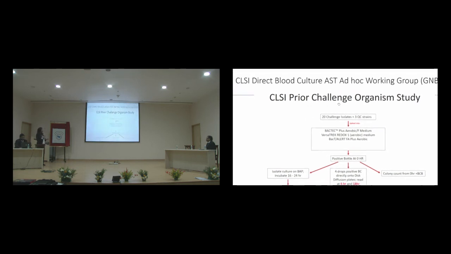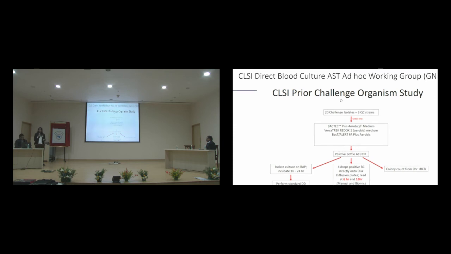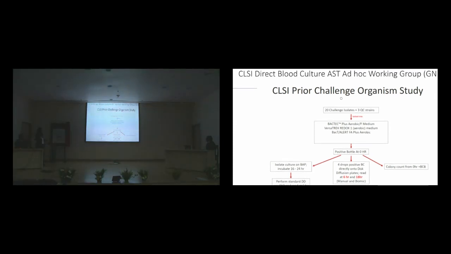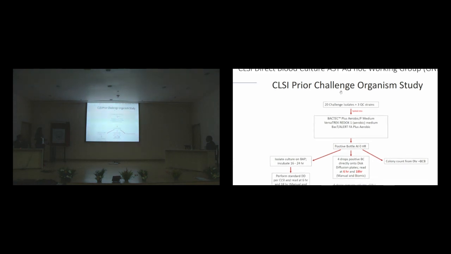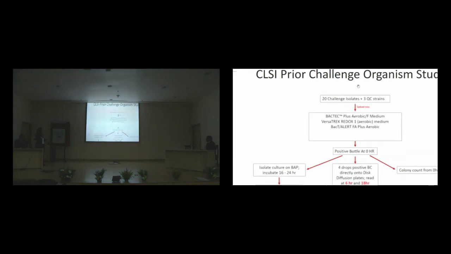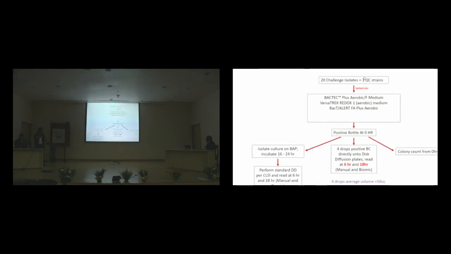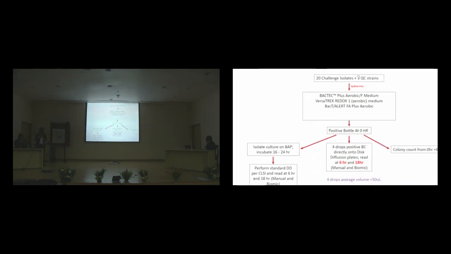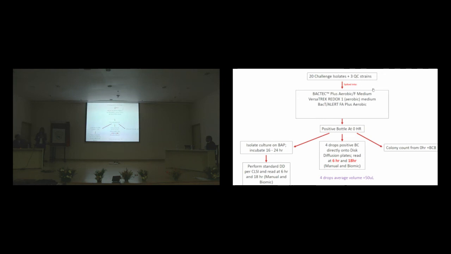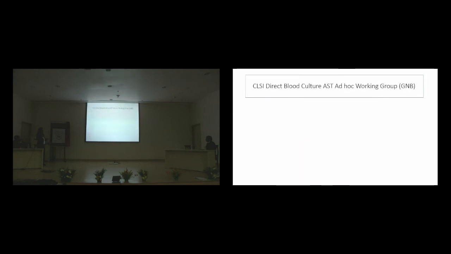So this is the procedure they have mentioned in the CLSI study. This is the most commonly followed method, that is 4 drops of blood culture broth directly onto the distribution plates, and it is read at 6 hours. You incubate the plate after the broth is inoculated on the MHA plate. After inoculating the disc, you incubate for 6 hours. You take reading at 6 hours and further incubate and take reading at 18 hours. This is the most commonly used procedure.